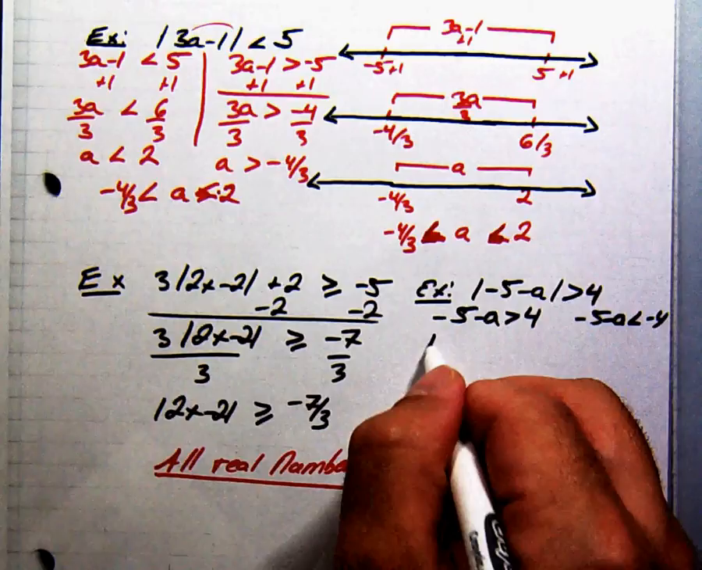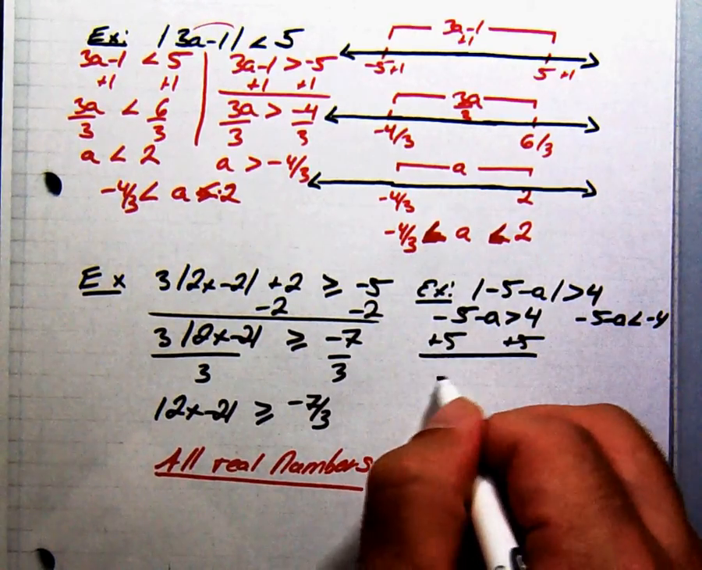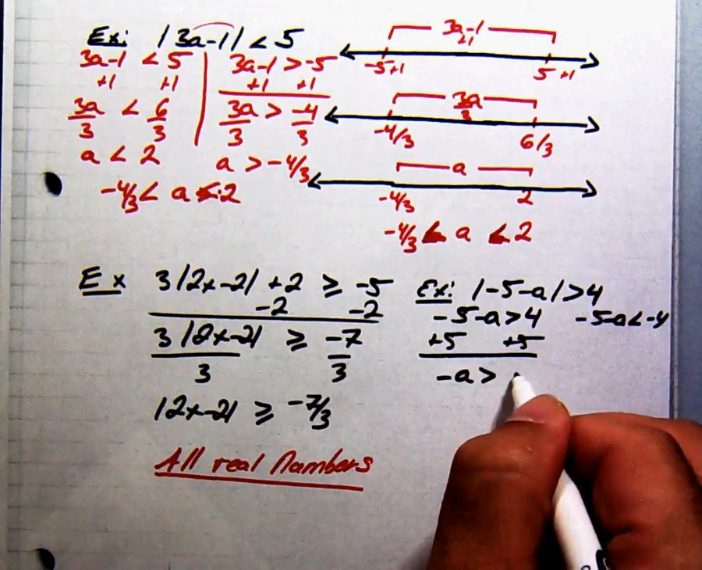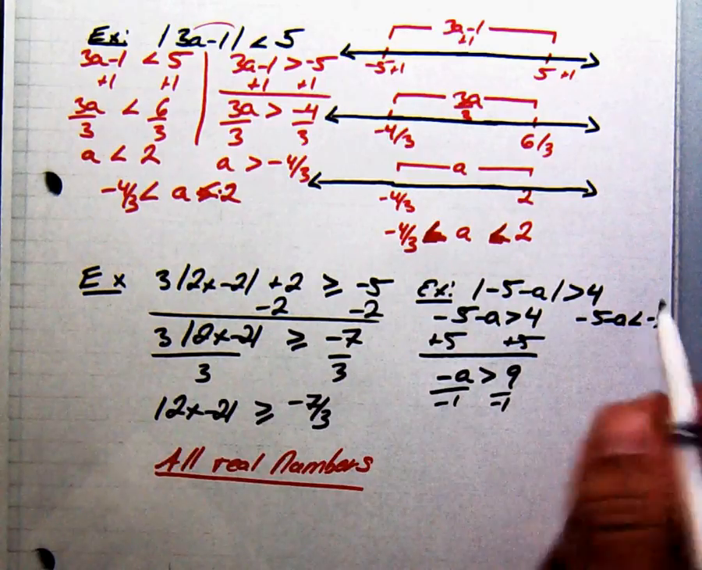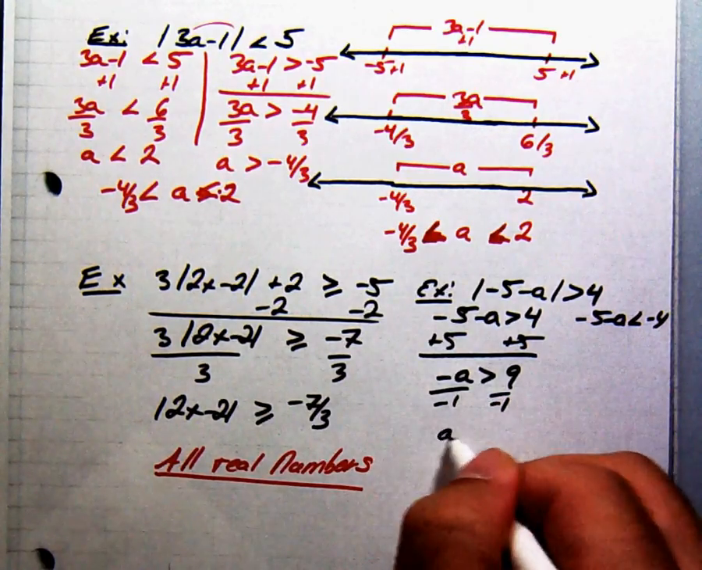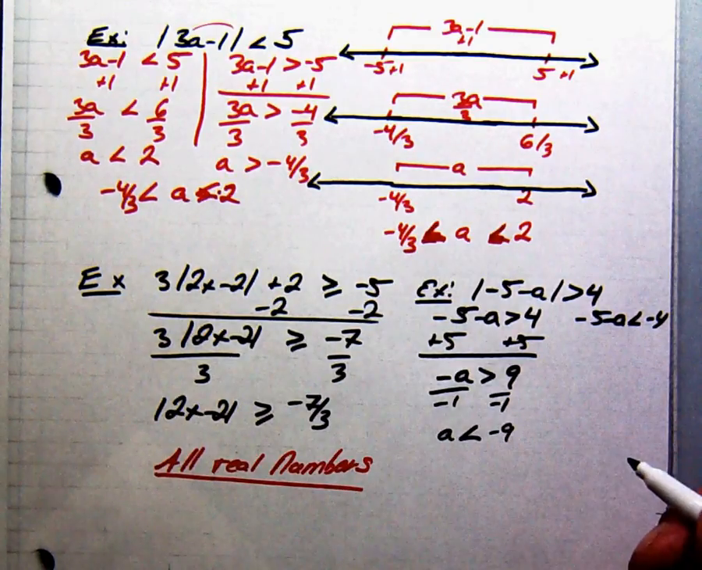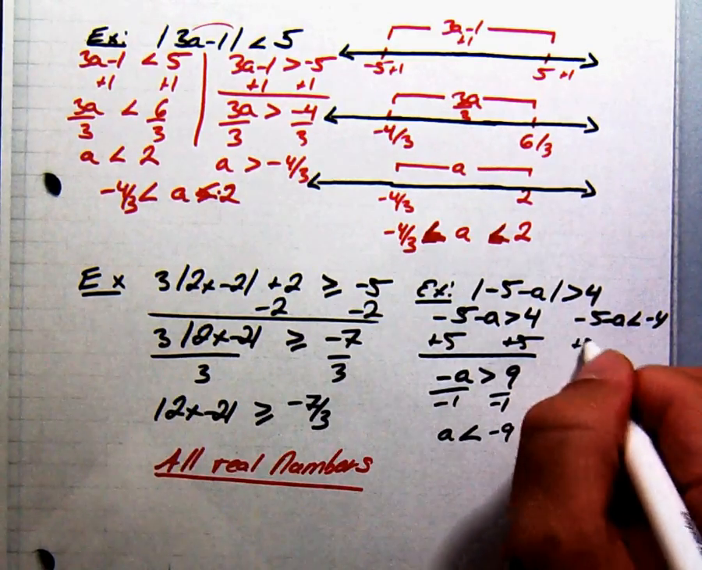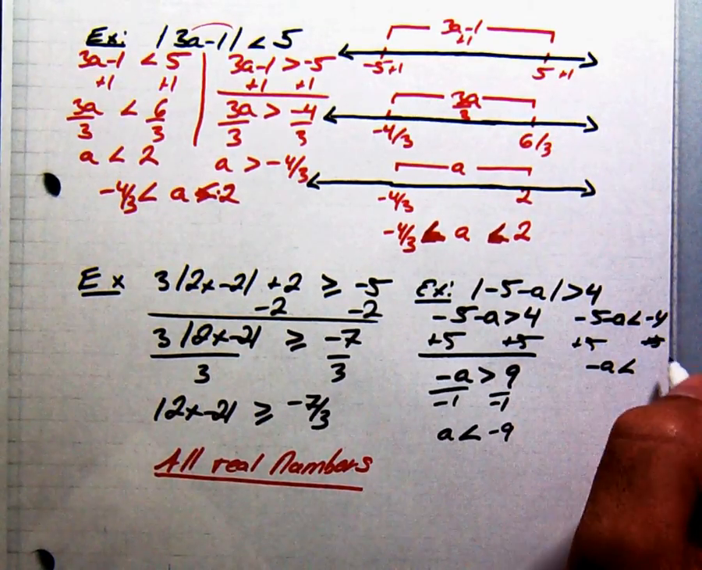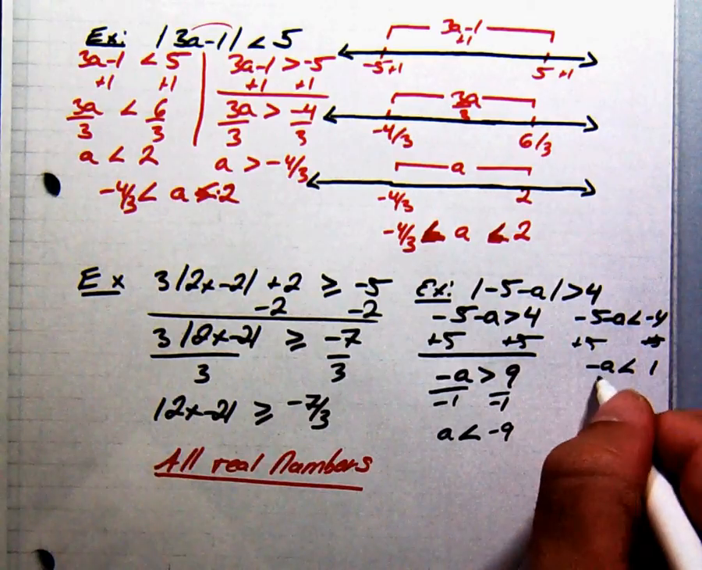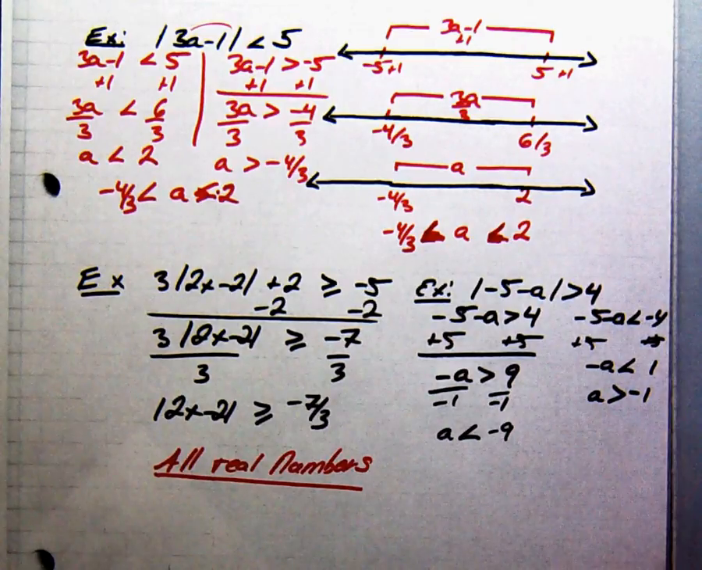So we're going to add 5 to both sides, and we're going to have negative a is greater than 9. And then divide by negative 1. And if you recall, whenever you multiply or divide by negative 1, you switch the direction of the inequality symbol. Here we're going to add 5, and we're going to have negative a is less than negative 4 plus 5, which is 1. And divide by the negative, we're going to have a is greater than negative 1.